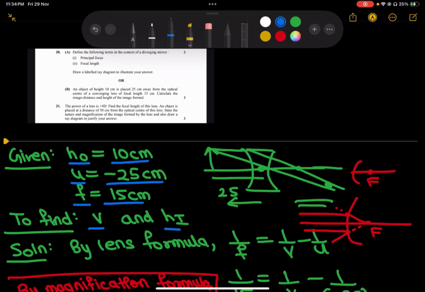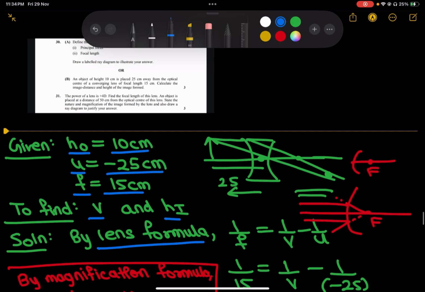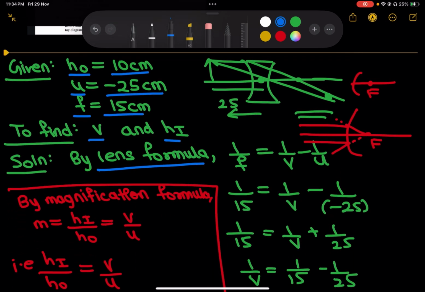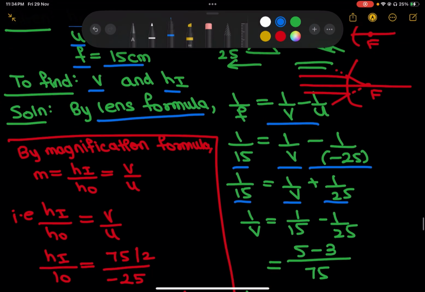Right? So solution by lens formula, we will use the lens formula. Okay, see the green part. 1 by F is equal to 1 by V minus 1 by U. Substituting the values, 1 by 15 is equal to 1 by V minus 1 by minus 25. So minus minus will become plus. So 1 by 15 is equal to 1 by V plus 1 by 25, right?